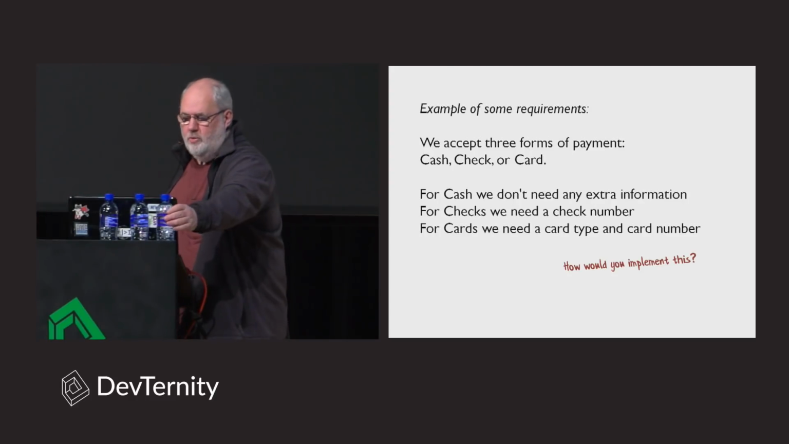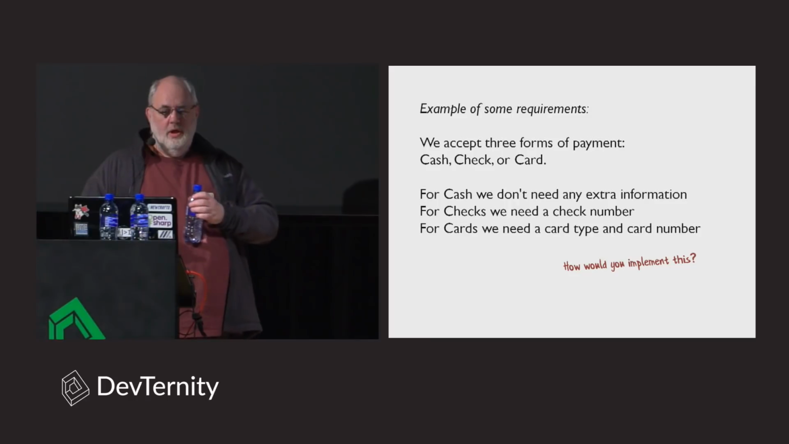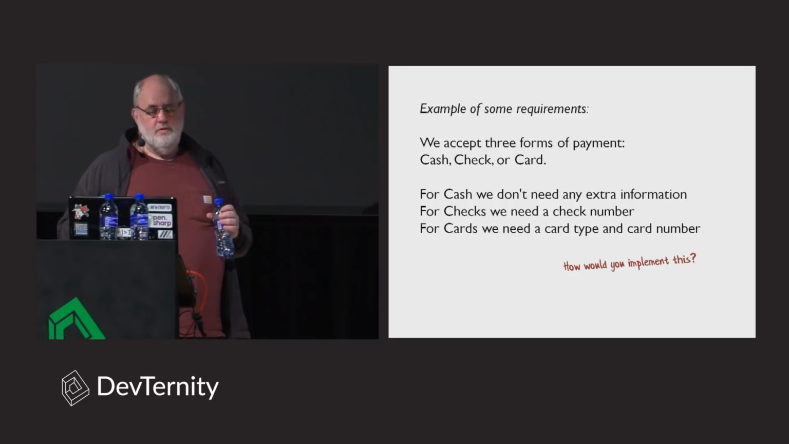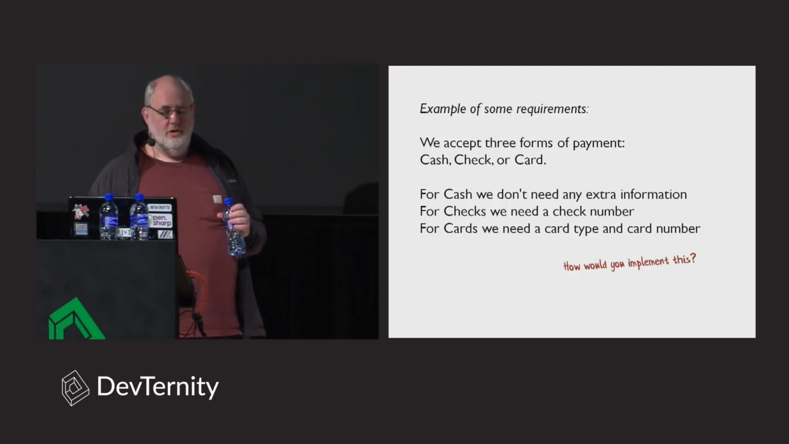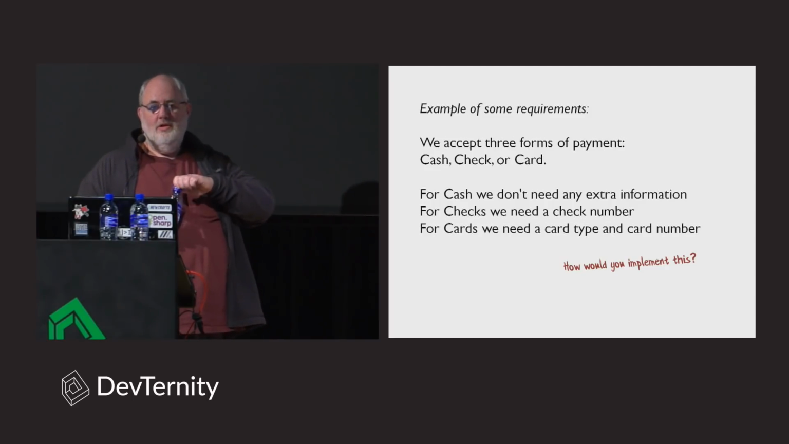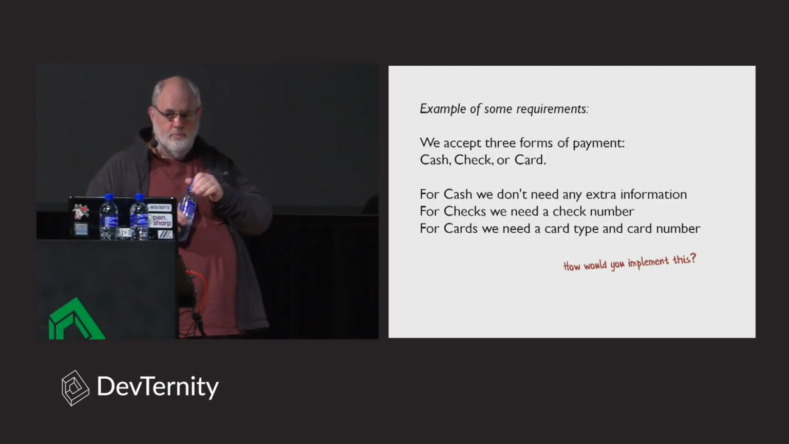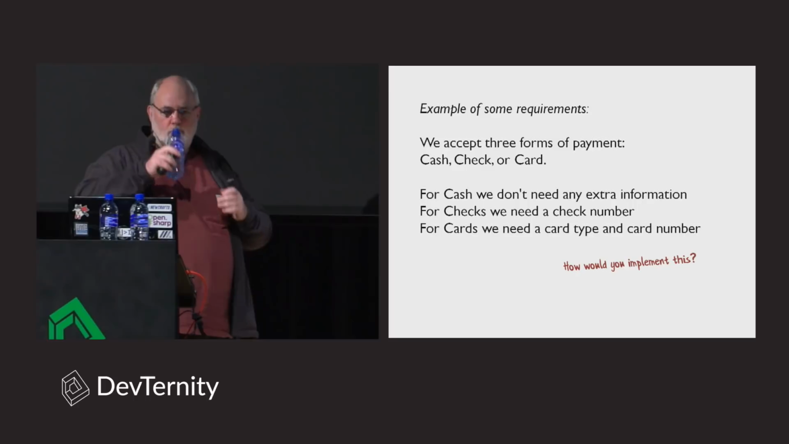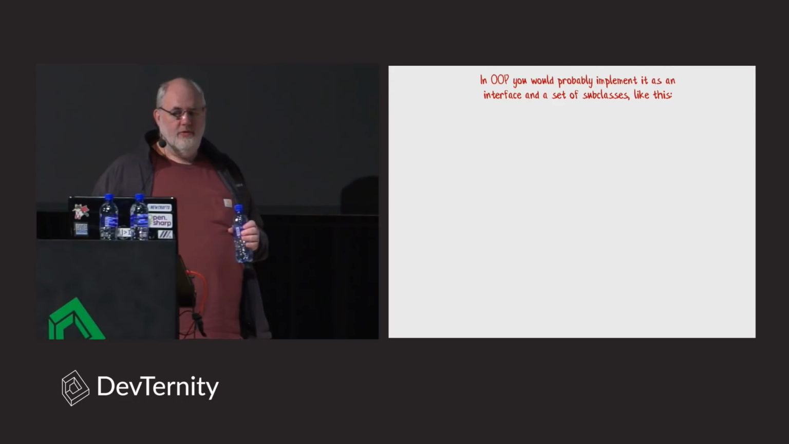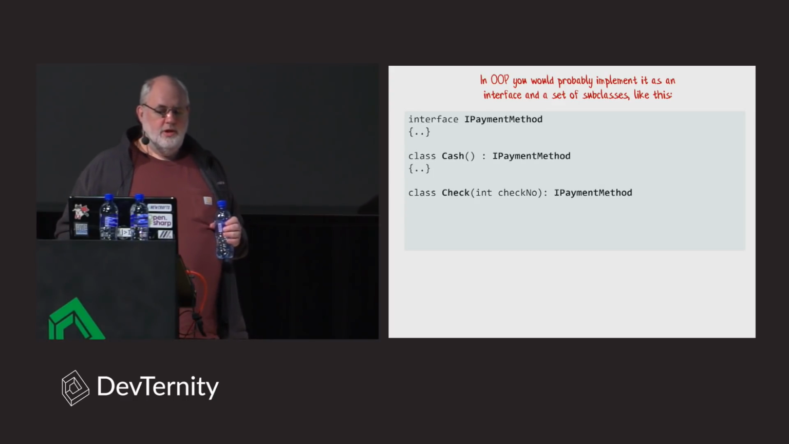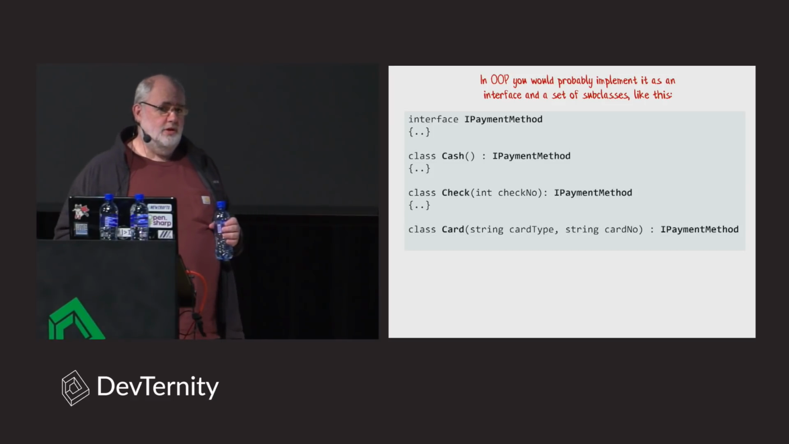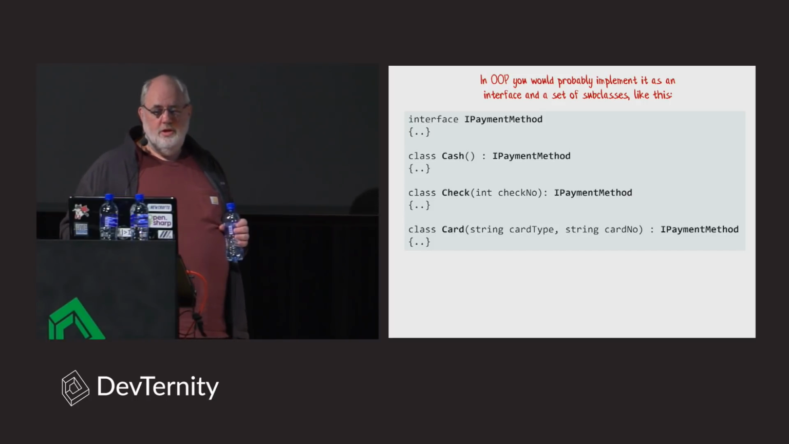So let's look at a real-world example of how you do composition. Let's say that you need to do a payment system, and you have three kinds of payments: cash, checks, and credit cards. Right? And there's different information for each case. So how would you implement this if you were writing some code? Well, if you were an OO person, you'd probably create some sort of payment method interface, and three different subclasses or implementations of the same interface for the different kinds of things you can do. So that's fine. That's the OOP style.